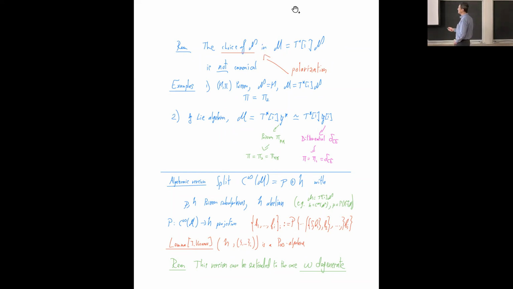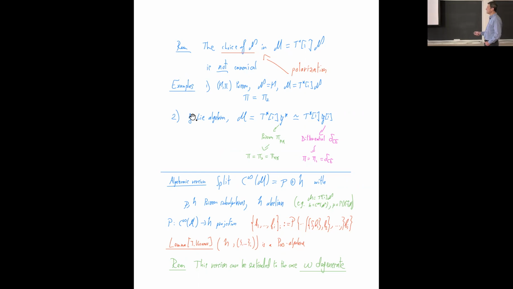And now let me give you 2 examples. So one is the example we had before. You start with an ordinary manifold M. So this curly N is M itself. Then you take the cotangent bundle shifted by 1, and you interpret the bivector field as this function of degree 2. So this is the first example I described.